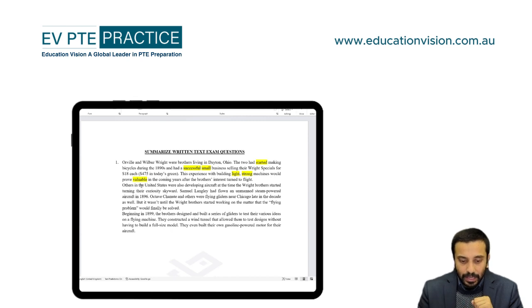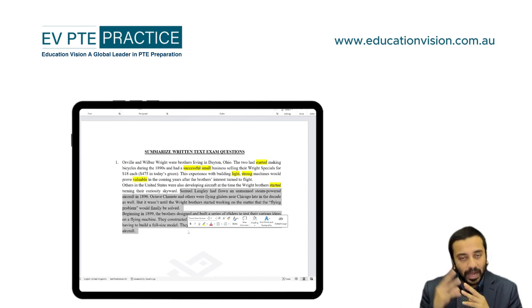Next sentence. Others in the United States were also developing aircraft at the time the Wright brothers started turning their curiosities skyward. So in this sentence, in regards to timing, the word started is going to be my main idea. Now, if I look at the total number of main ideas that I already have, 3 main ideas, which means that in the exam, I don't need to read the remaining part of the passage. I have 3 ideas. I know they're 100% going to give me a full score irrespective.